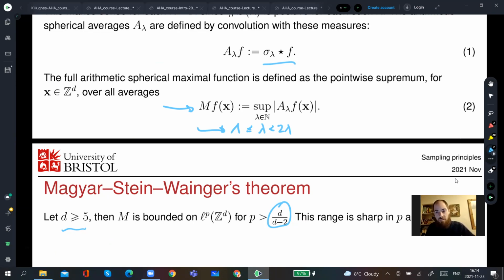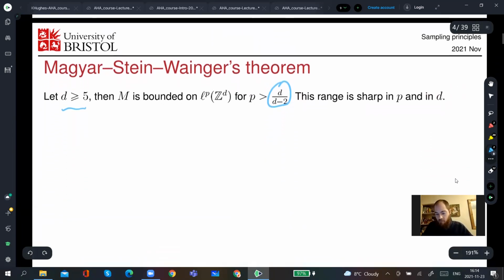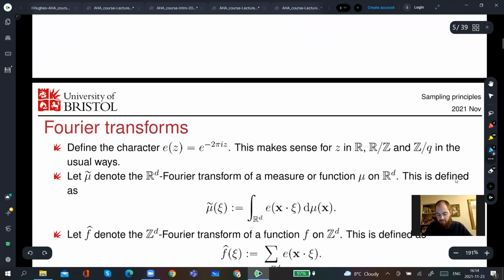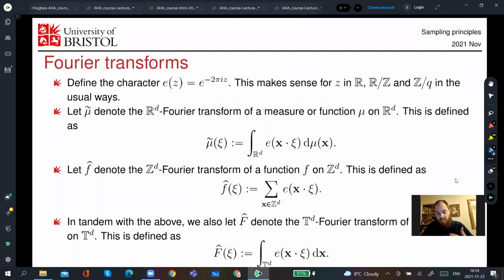The theorem fails for 4 variables, as we said already, though you can recover it with a log loss, the dyadic maximal function being bounded, that is. And for 5 or more variables, you get the dyadic maximal function is bounded on L^2. And that's in part because the full maximal function is bounded on L^2, the latter being a stronger statement.